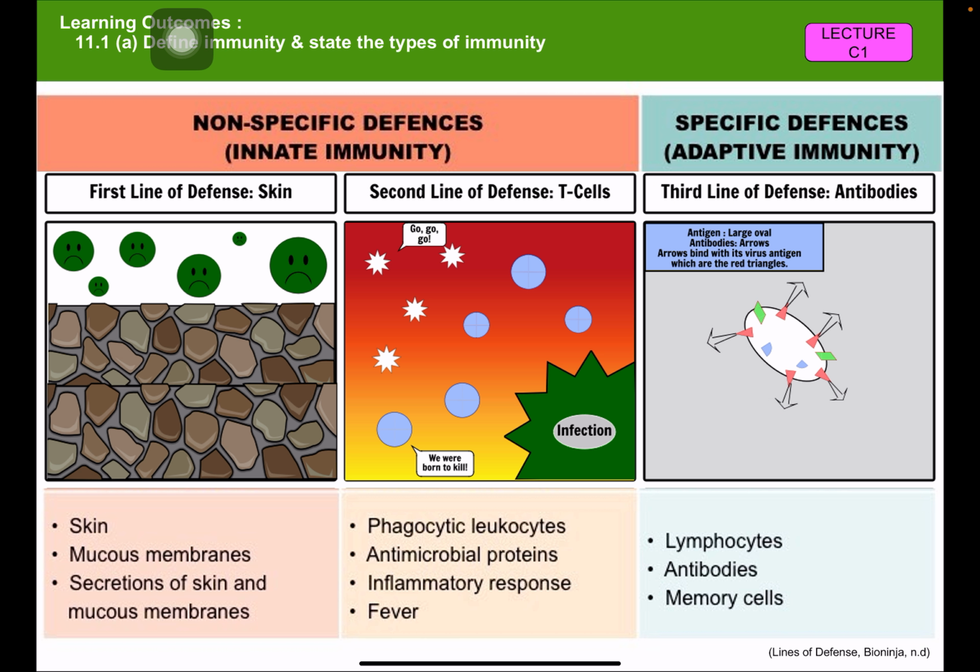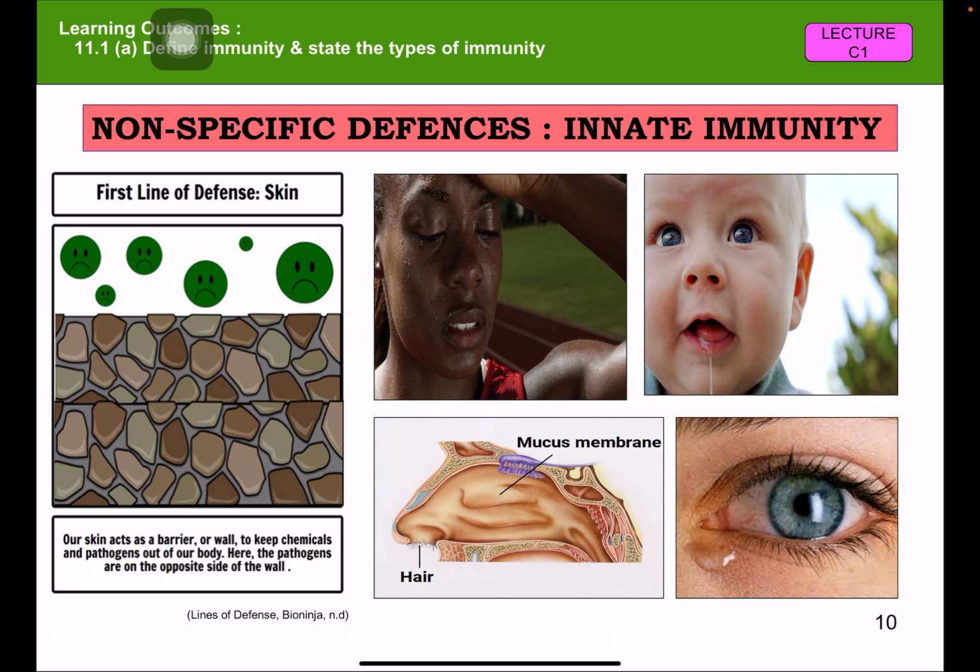So let's see the non-specific defenses, the innate immunity. Our first line defense usually includes the skin, mucous membranes, and also the secretions from the skin or maybe the mucous membranes in your nose. The second line of defense includes the phagocytic leukocytes, antimicrobial proteins, inflammatory responses, and also fever. And the specific defenses are the lymphocytes, antibodies, and also the memory cells.